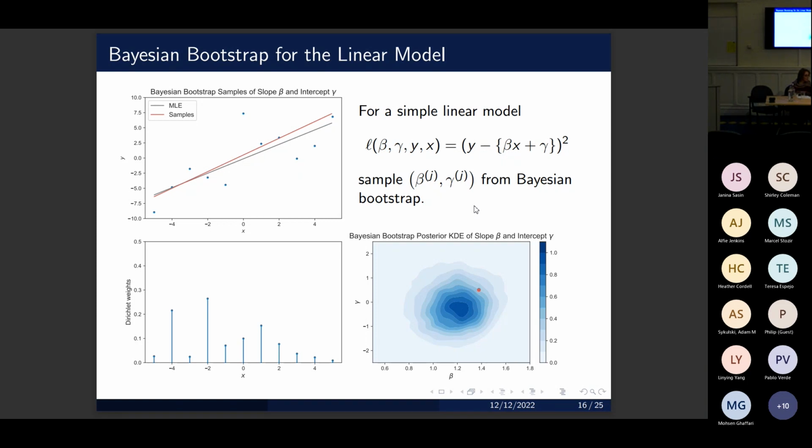And what the Bayesian bootstrap does is draw random Dirichlet weights, shown on the bottom left, and essentially reweight each of the observations when fitting this maximum likelihood estimate of the slope and the intercept. Every time we draw this sample of w1 to n, the red line is going to bounce about, and we get a random sample of beta and gamma, the intercept and the slope of the linear model. And so we are drawing samples from a posterior density from the Bayesian bootstrap.